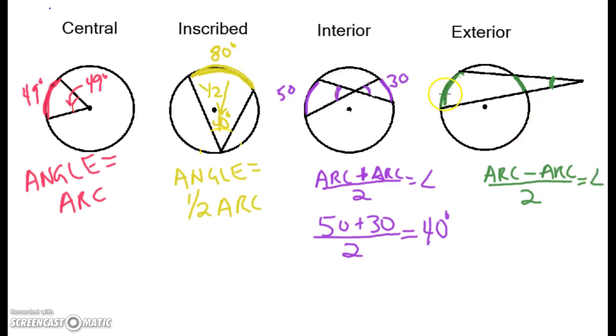So for instance, if I told you that this arc was 60 and I told you that this arc was 20 and I asked you to find this angle right here, you would do 60 minus 20 divided by 2. And 60 minus 20 is 40, and 40 divided by 2 is 20 degrees. So those are all the different angles and all of the different rules that are associated with them in circles.